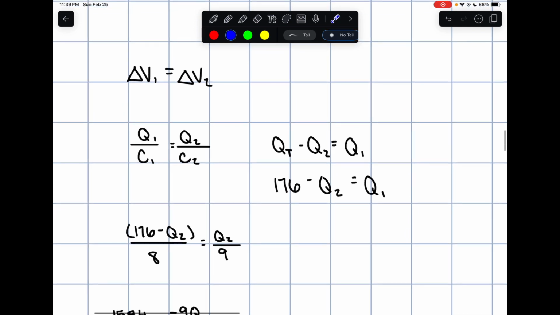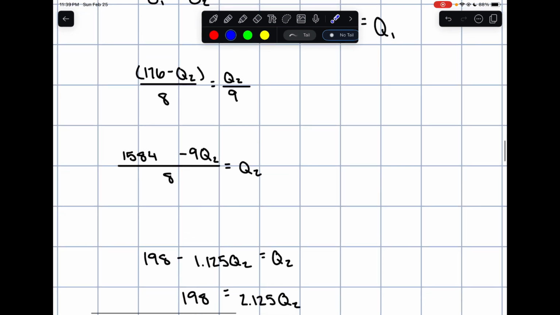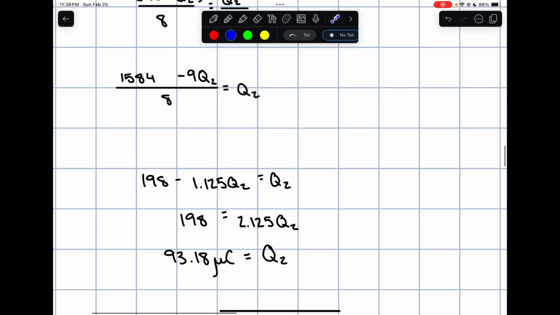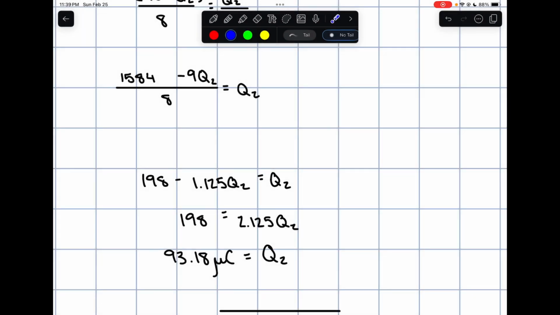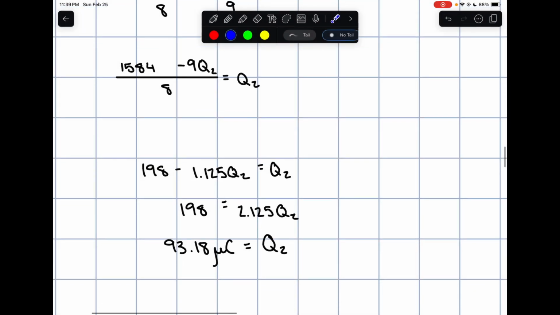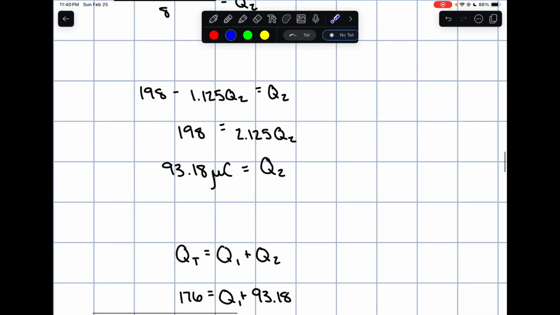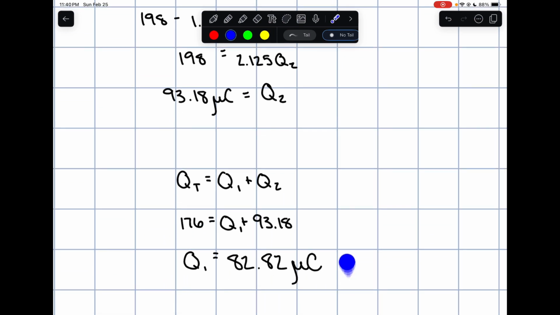From there, it's just a matter of algebra. We can multiply 9 by both sides and simplify until we get Q2 alone. Once we get Q2 alone, we can then divide, and we get that Q2 is equal to 93.18 microcoulombs, or the charge in capacitor 2 is 93.18 microcoulombs. From there, we can plug it back into our original equation of QT equals Q1 plus Q2. Now knowing Q2 and QT, we can plug both those numbers in to solve for Q1, which is 82.82 microcoulombs.